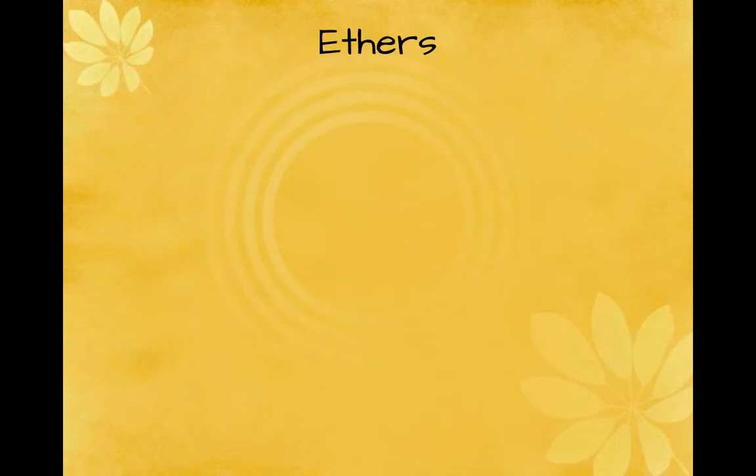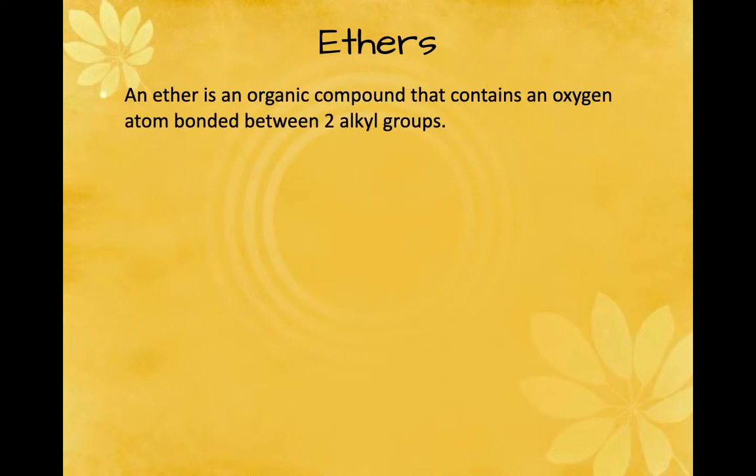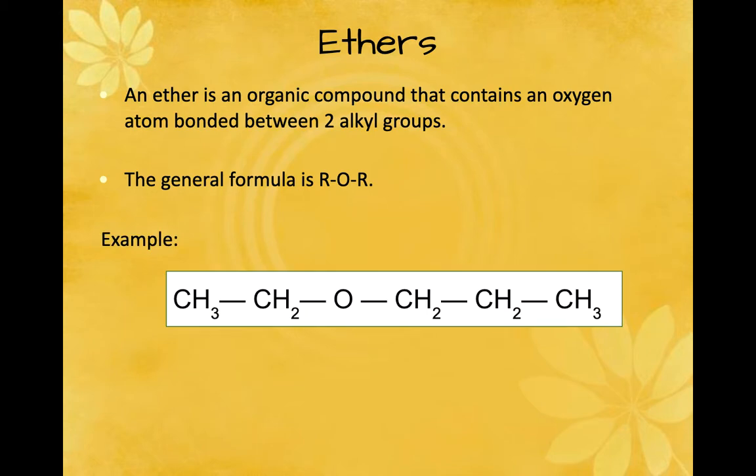Now let's talk about ethers. An ether is an organic compound that contains an oxygen atom bonded between 2 alkyl groups. So the general formula is ROR, where those R's represent the alkyl groups. Here's an example: we've got a hydrocarbon chain on each side of an oxygen. The oxygen in the middle is what tells us that this is an ether.